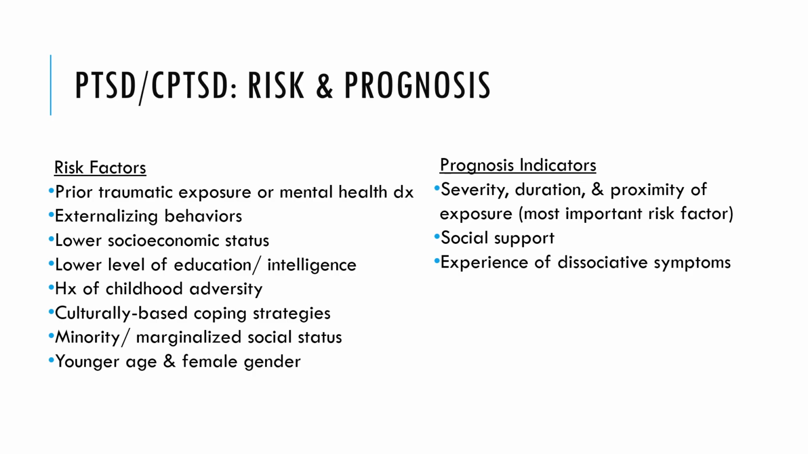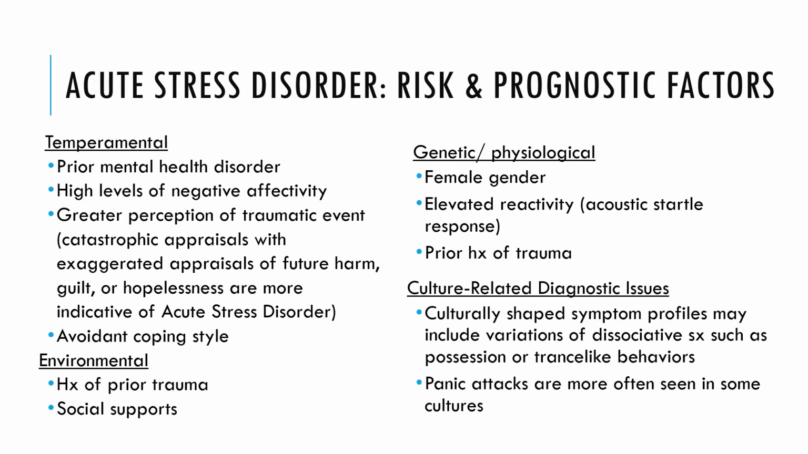Externalizing behaviors, lower socioeconomic status, lower level of education or intelligence, history of childhood adversity, culturally based coping strategies, minority or marginalized social status, younger age and female gender. Prognosis indicators: severity, duration, and proximity of exposure. Most important risk factors: social support, experience of dissociative symptoms.